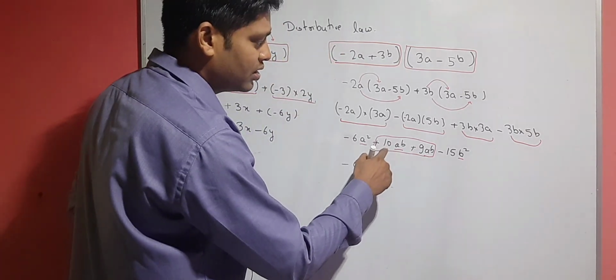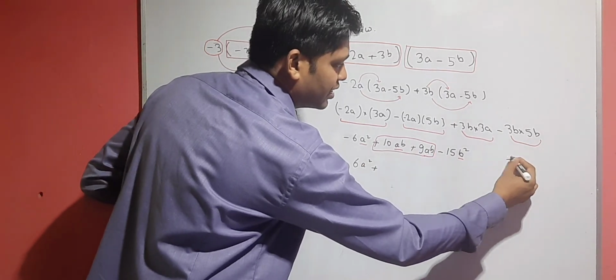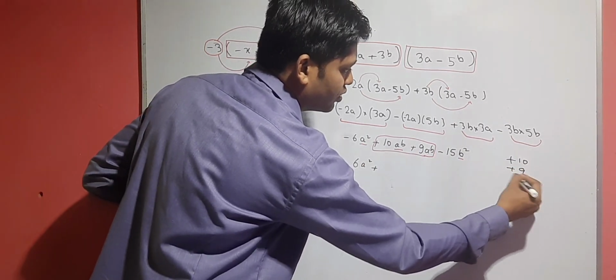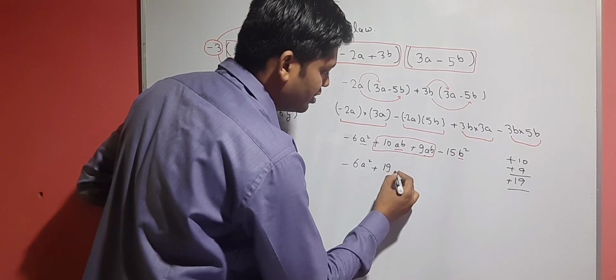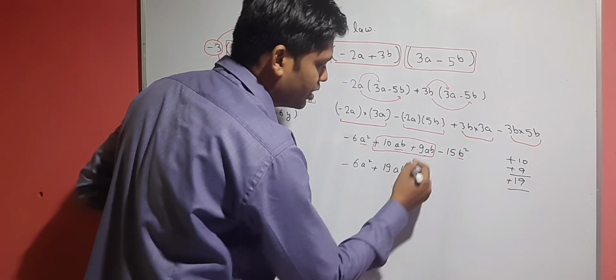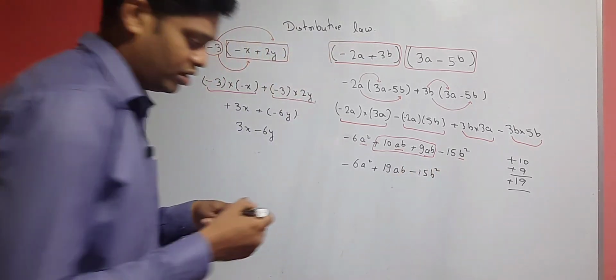So what are the numbers? 10 plus 9, like terms. Here plus 10 is there and here plus 9 is there, so it will be 19, plus plus plus sign will be plus. So you have 19 with the variable ab, variable same, no need to write ab two times, minus 15b square. You're done with your answer.